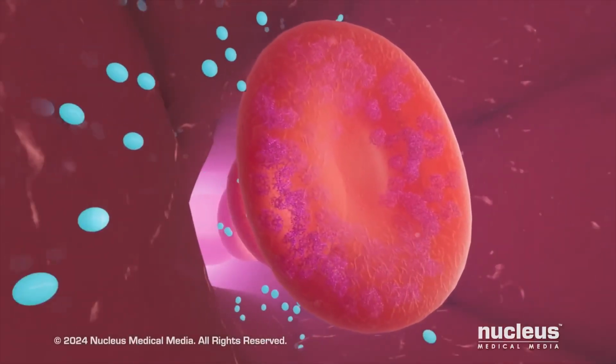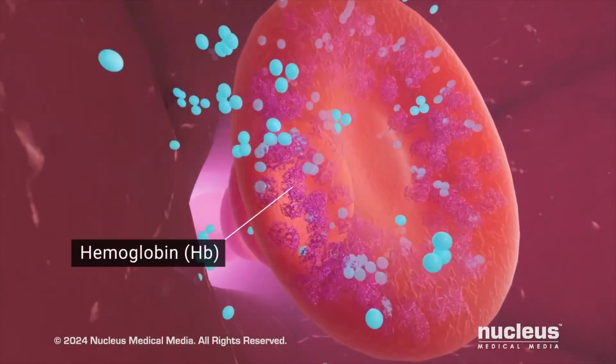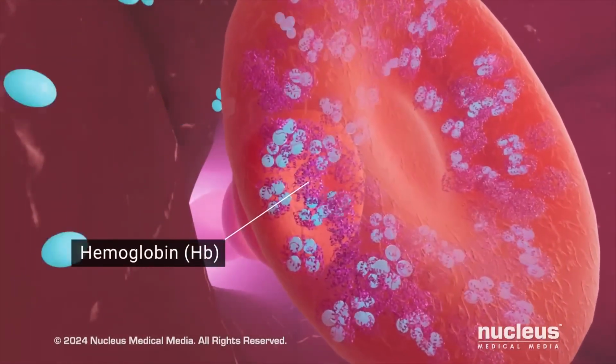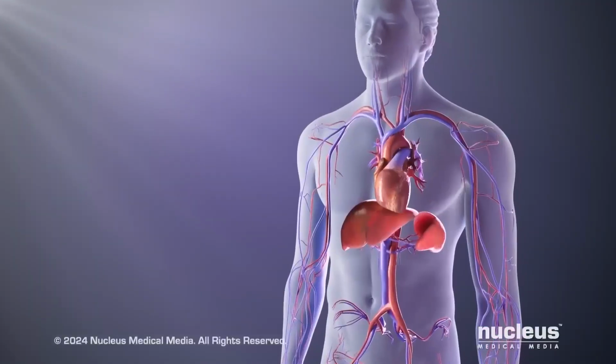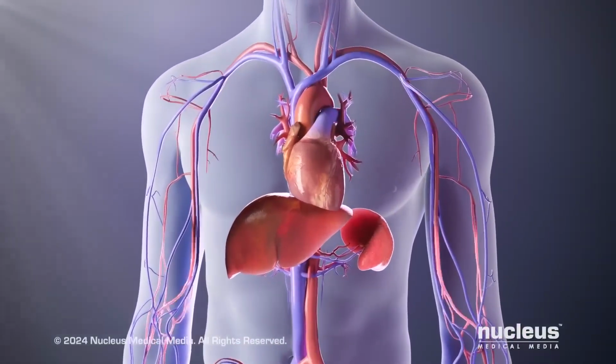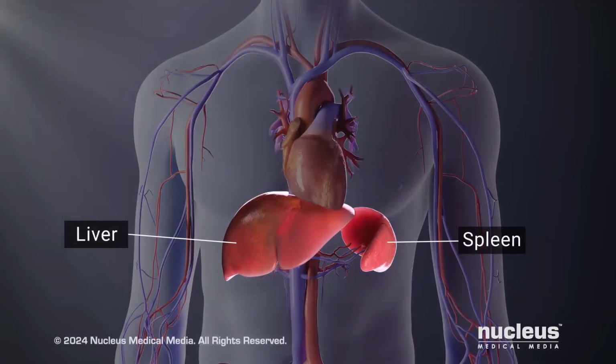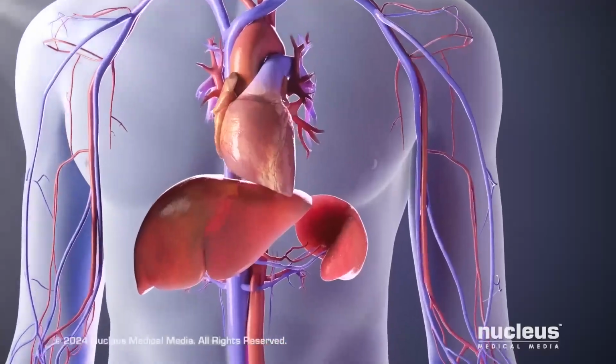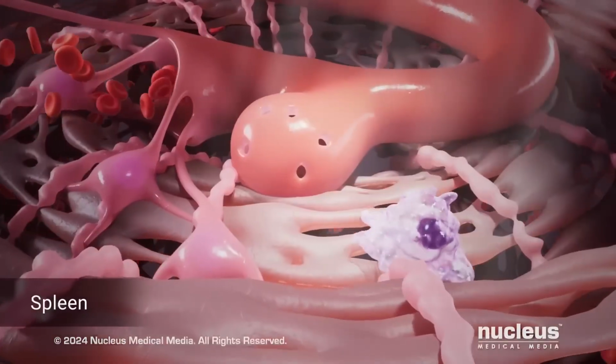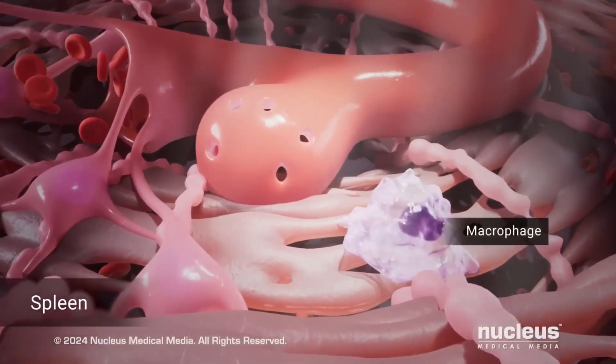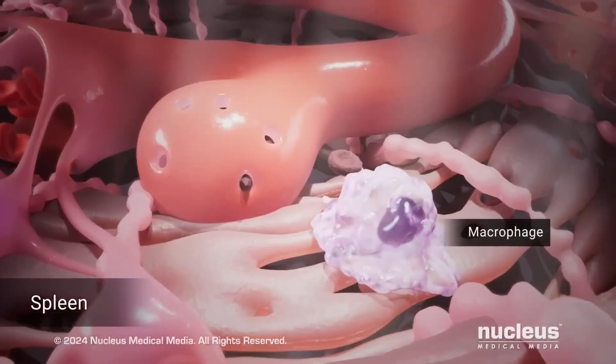Here, oxygen attaches to proteins inside your red blood cells, called hemoglobin. Your red blood cells then deliver the oxygen to tissues throughout your body. After about 3 months, red blood cells wear out. As the worn-out cells pass through your liver and spleen, other types of blood cells, called macrophages, destroy them and remove them from your blood.